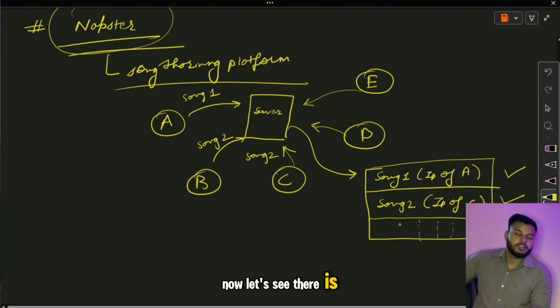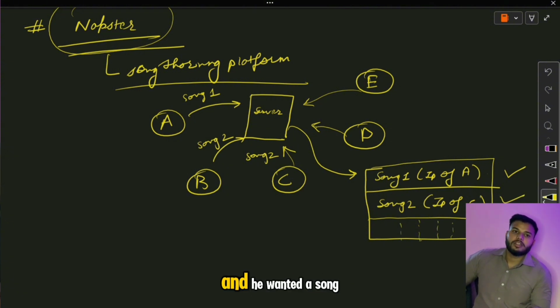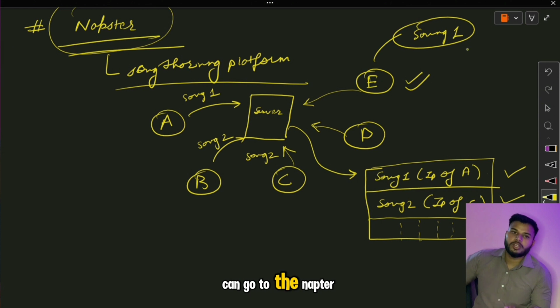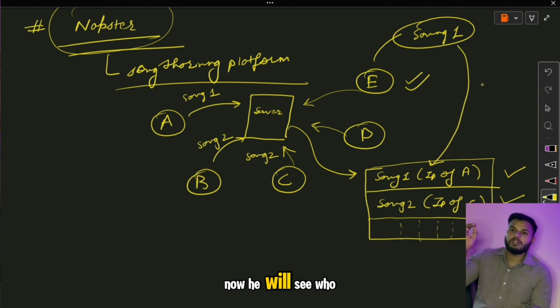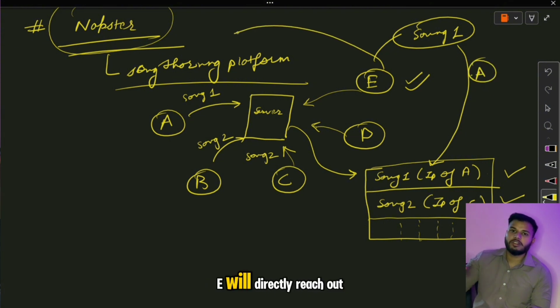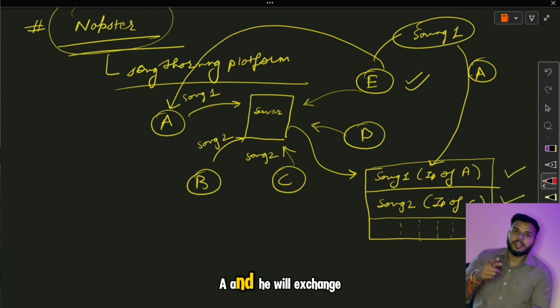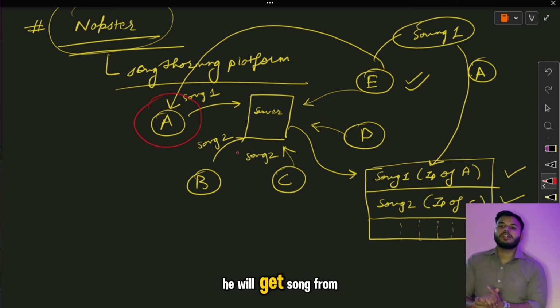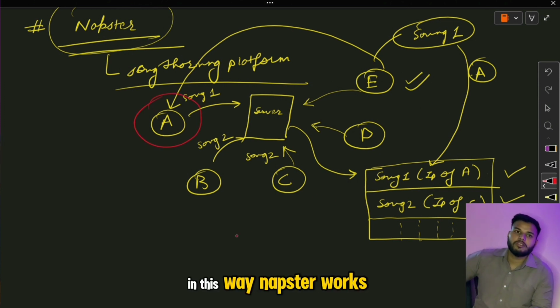Now let's say there is some user E and he wants song 1. How can he get it? He can go to the Napster server and search for song 1. Now he will see who has song 1. Let's say A has song 1, so he will directly reach out to A and exchange the song with him. He will get the song from A. This is how Napster worked, but as you can see there is a problem over here.